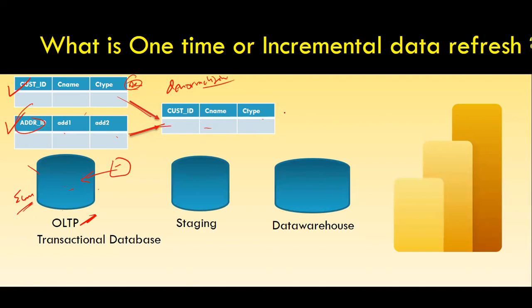And then in your data warehouse, you have a customer dimension. It has both the customer and address data in it. You see, you have the customer dimension table.